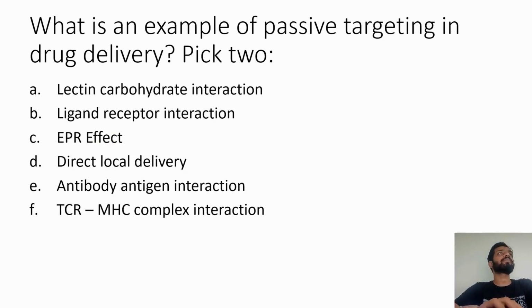Okay. What is an example of passive targeting in drug delivery? So we have C and D. Yeah, we've looked at this before. So EPR effect and direct local delivery.